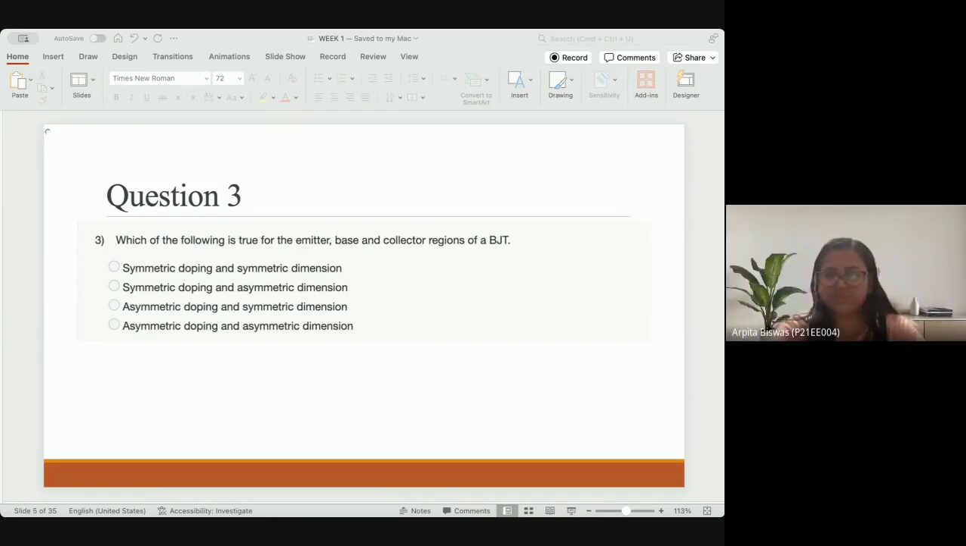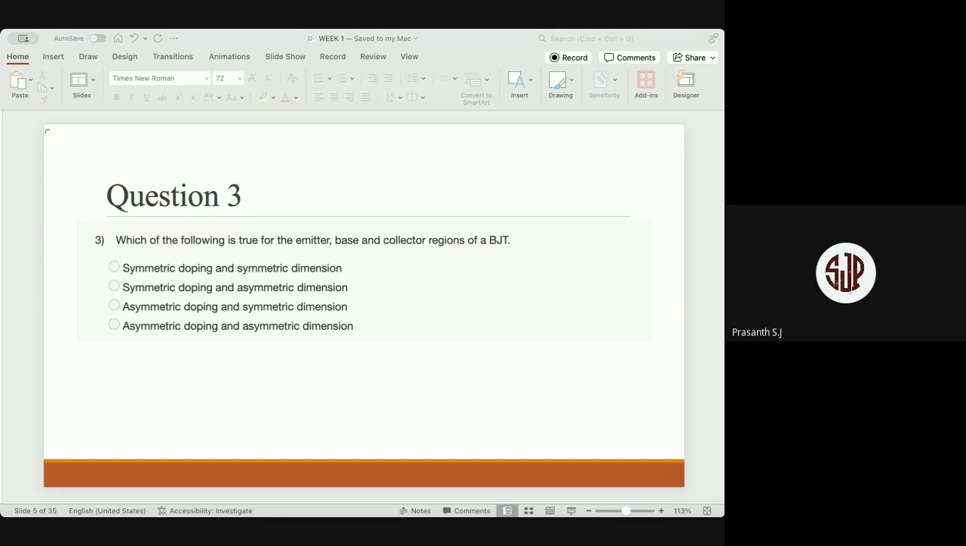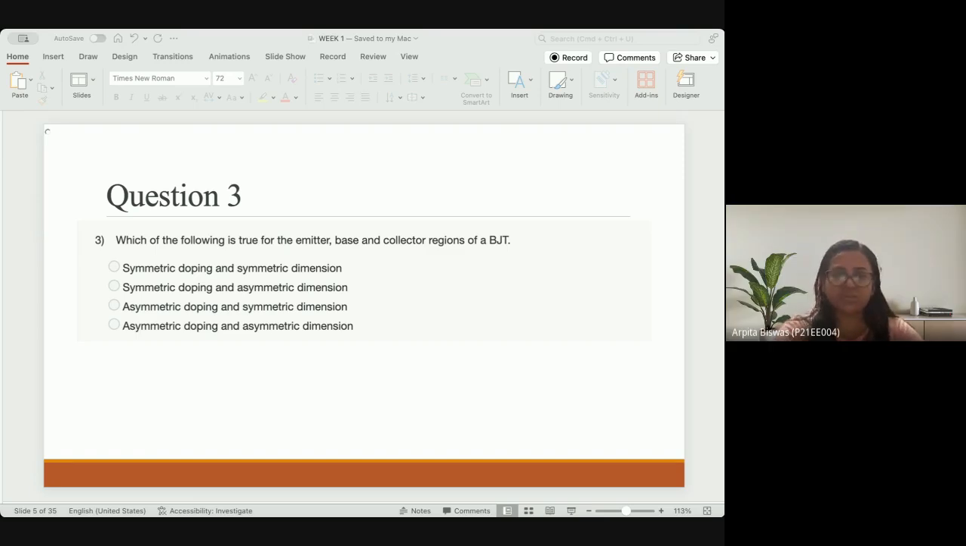Now you can see the slide. Yes, it's visible now. Okay, so what is the right option? Can anyone explain a little bit which one is the right option? Ma'am, asymmetric doping and asymmetric dimension is the right option, since all the three regions are not equal, and comparatively the emitter is highly doped, and hence the dimension and doping are different for the three regions. This is the reason. Yes. So the right option is option D, asymmetric doping and asymmetric dimension.